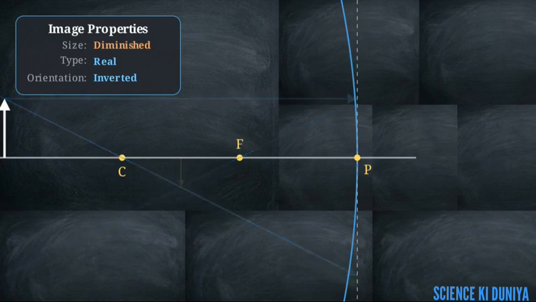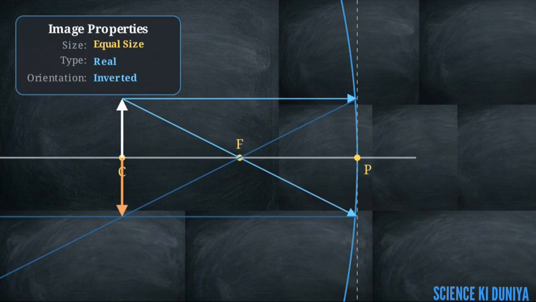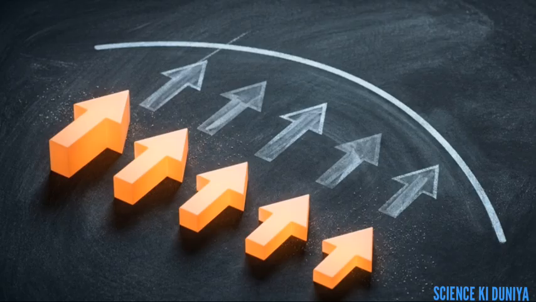original object. Move the object directly onto C, and the intersection shifts again. The rays now cross directly below the object. The resulting image remains real and inverted, but now it is exactly the same size as the object itself. Notice the mechanical pattern. As the physical object takes a step forward toward the mirror, the reflected image takes a step backward and grows larger.